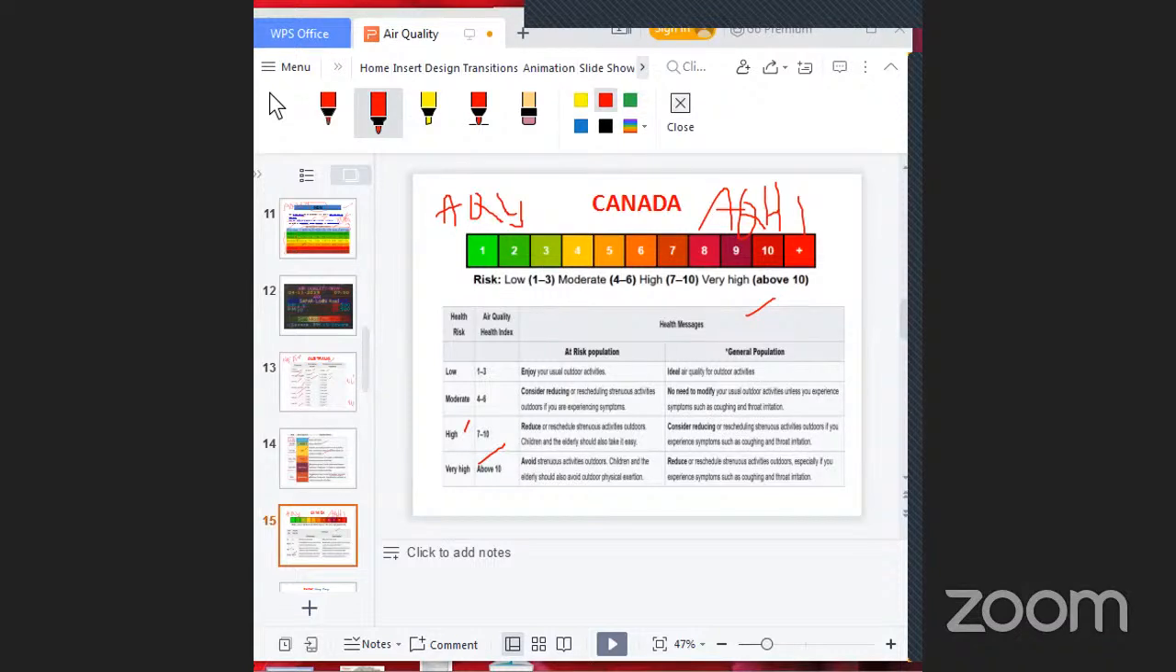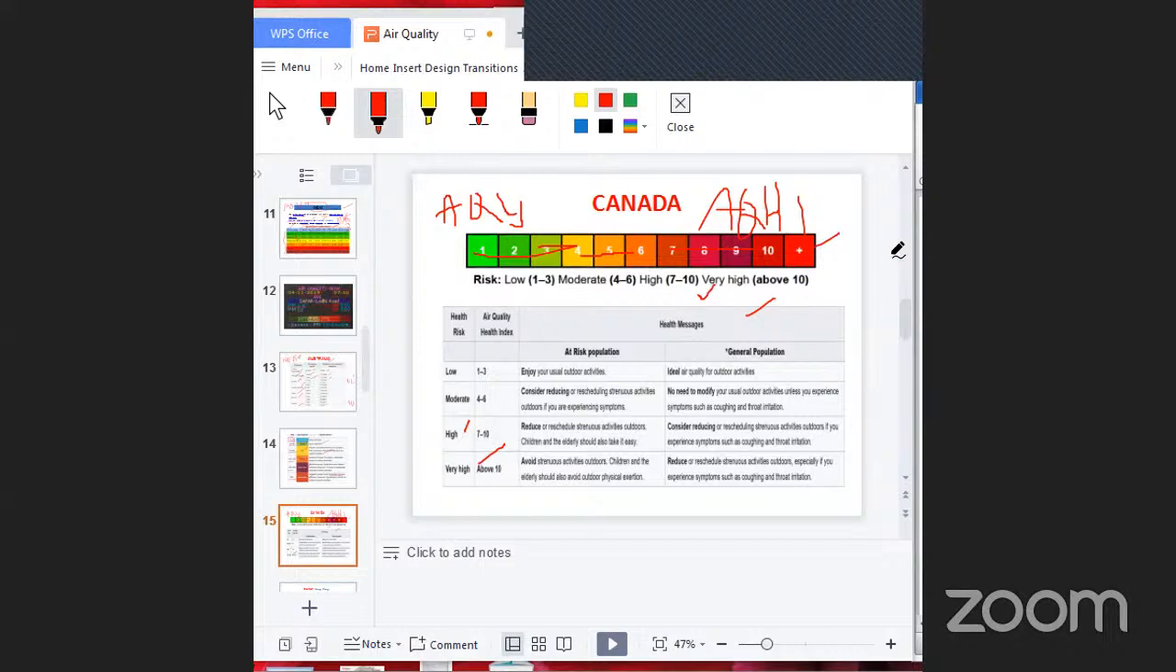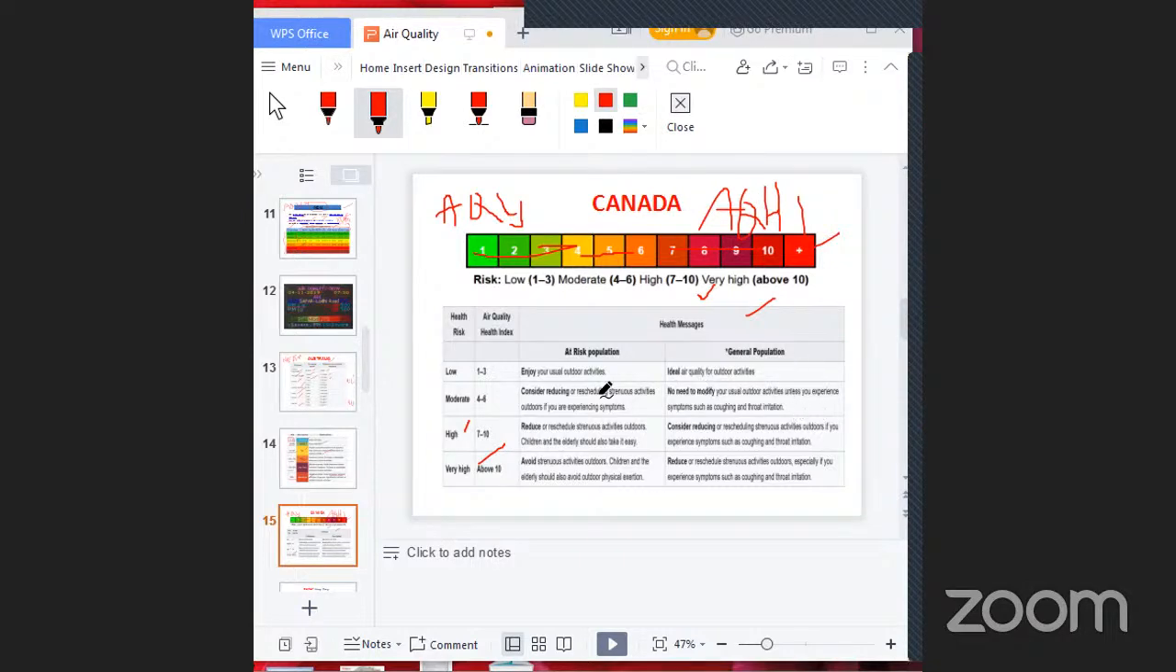You see here, low means 1 to 3. And 4 to 6 is high, 7 to 10 is very high, and above 10 is very severe. So this is the Canada Air Quality Index. These are some of the health impacts and risks.